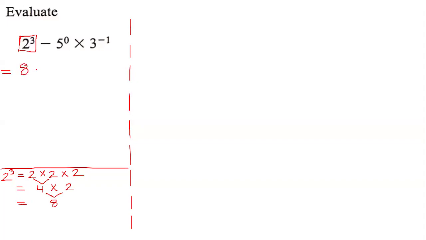8 minus... What is 5 to the power of 0? 1. 5 to the power of 0 is 1. Good. Multiplied by 3 to the power of -1. What is 3 to the power of -1? That's what? 1 over 3. 1 over 3. Class, anyone want to try? What is 3 to the power of -1? 1 over 3 to the power of what?